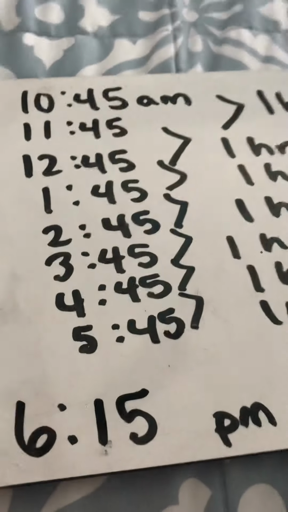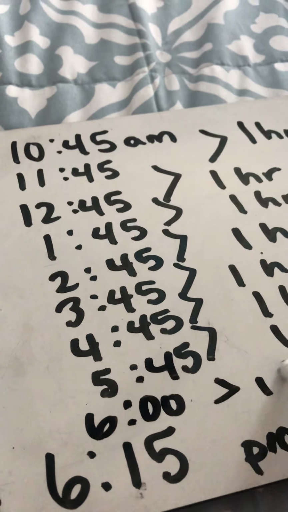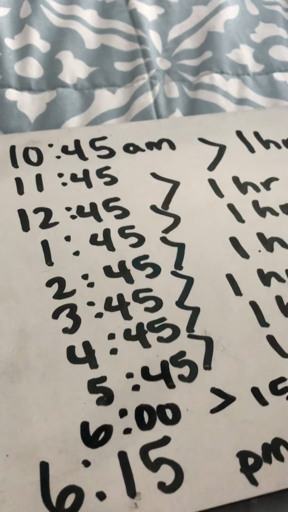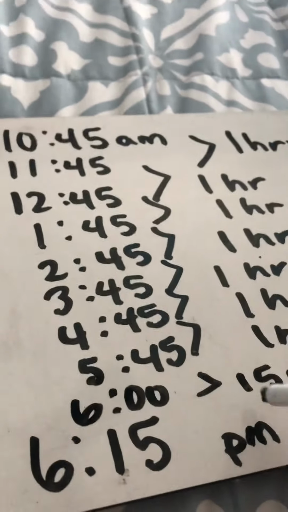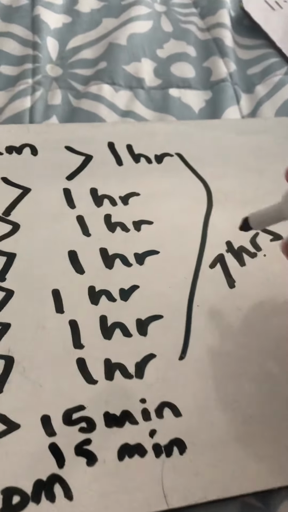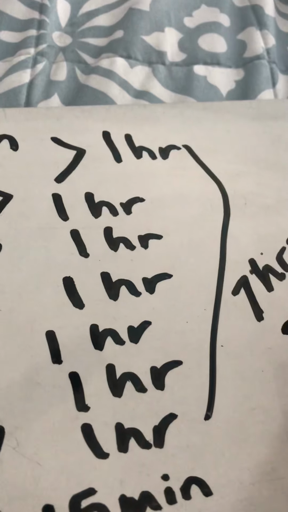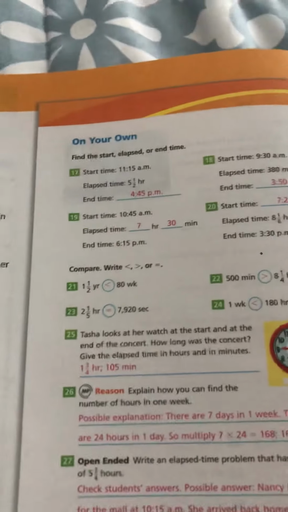Now, minutes. Well, from 5:45 to 6 o'clock, I know 15 minutes passed by. And then from 6 o'clock to 6:15, another 15 minutes went by. 15 minutes plus 15 minutes is 30 minutes. So 7 hours and 30 minutes. That is how we solve number 19. How much time went by.